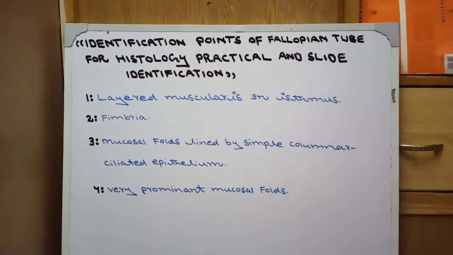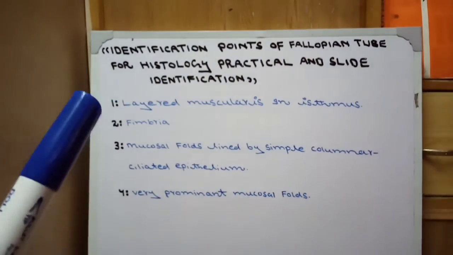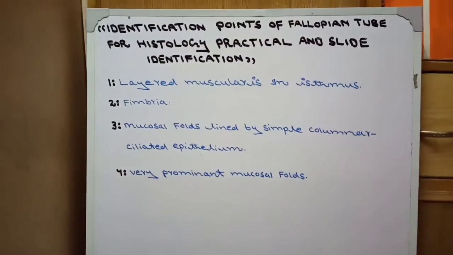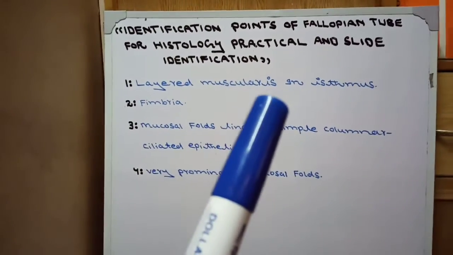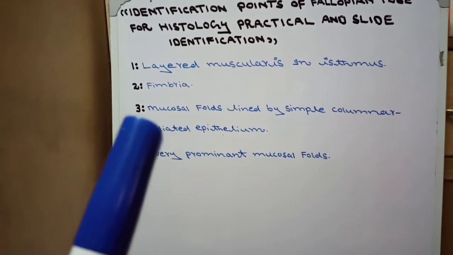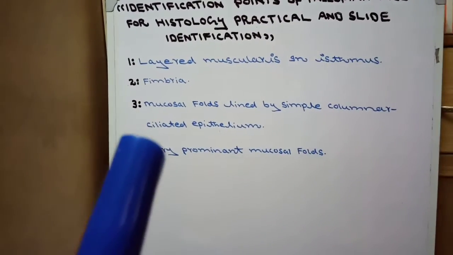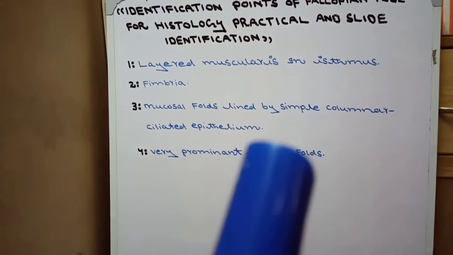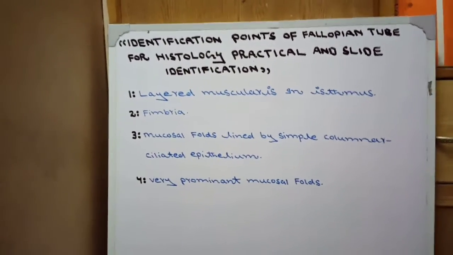Today our topic is related to histology: identification points of fallopian tube for histology practical and slide identification. There are four identification points. Number one is layered muscularis in isthmus, number two is fimbria, number three is mucosal folds lined by simple columnar ciliated epithelium, and number four is very prominent mucosal folds. These are the four identification points of fallopian tube.